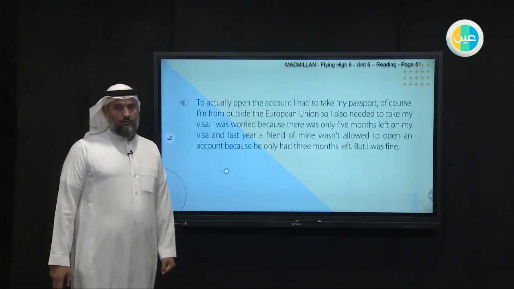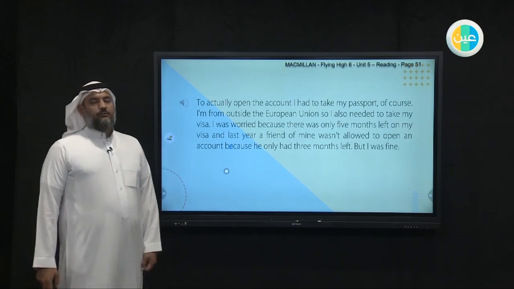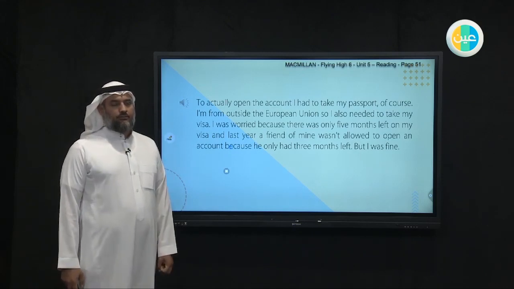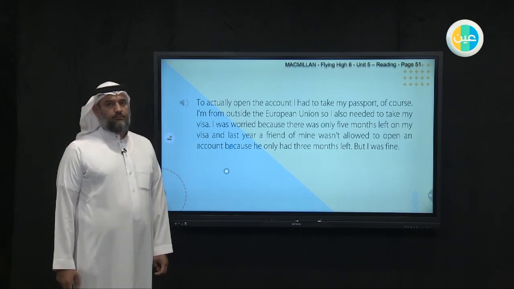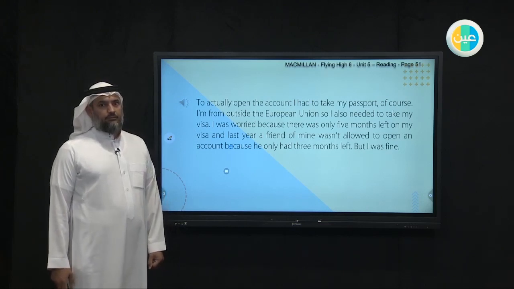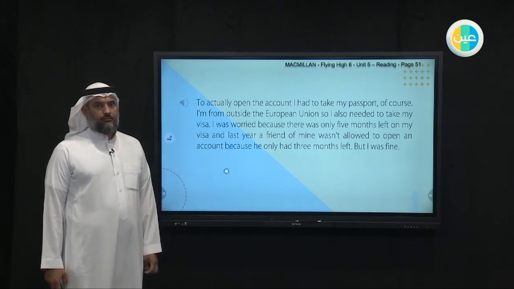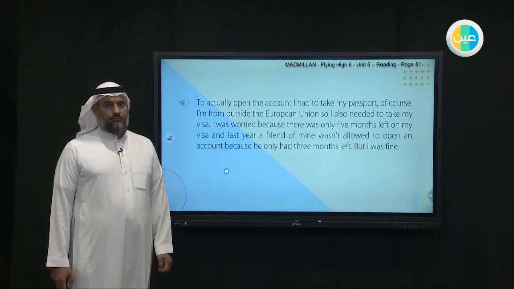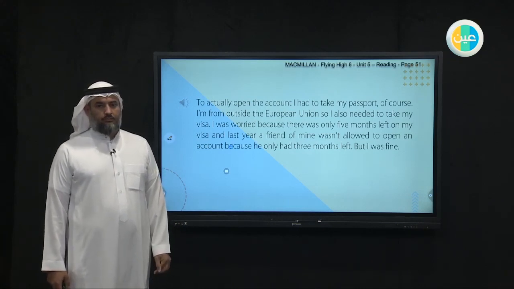To actually open the account, I had to take my passport, of course. I'm from outside the European Union, so I also needed to take my visa. I was worried because there was only 5 months left on my visa, and last year a friend of mine wasn't allowed to open an account because he only had 3 months left, but I was fine.